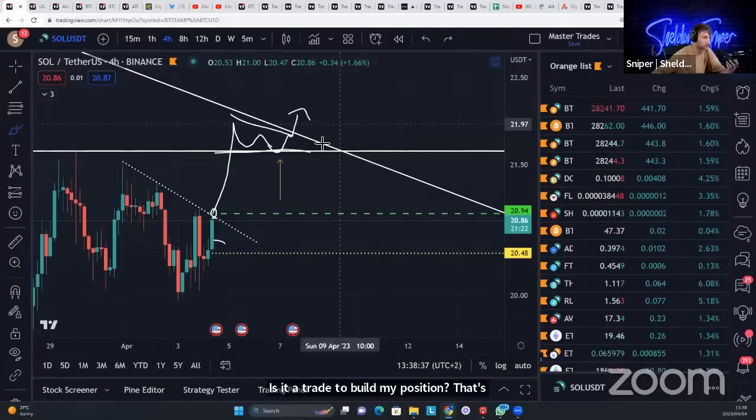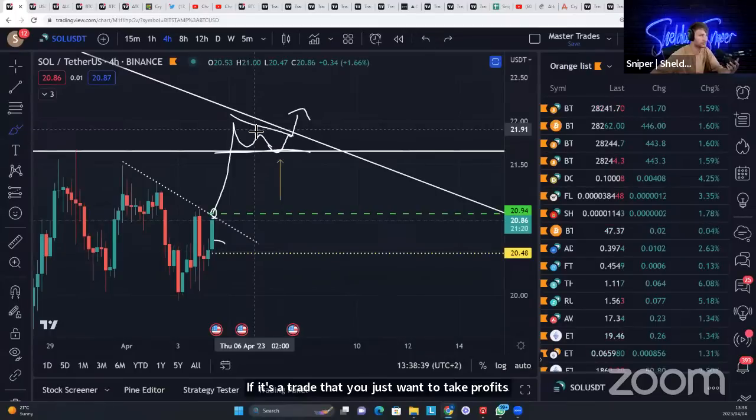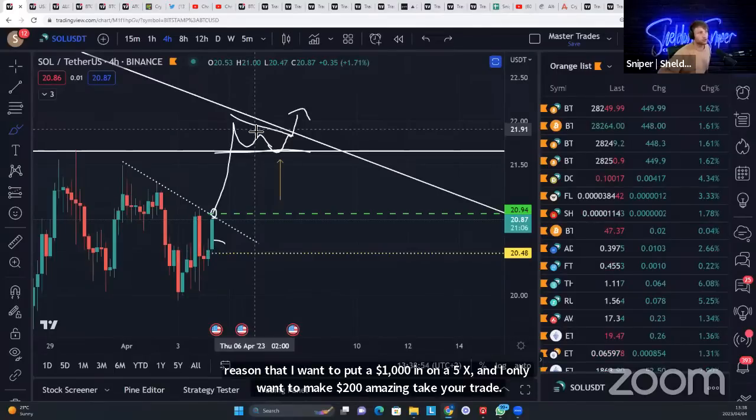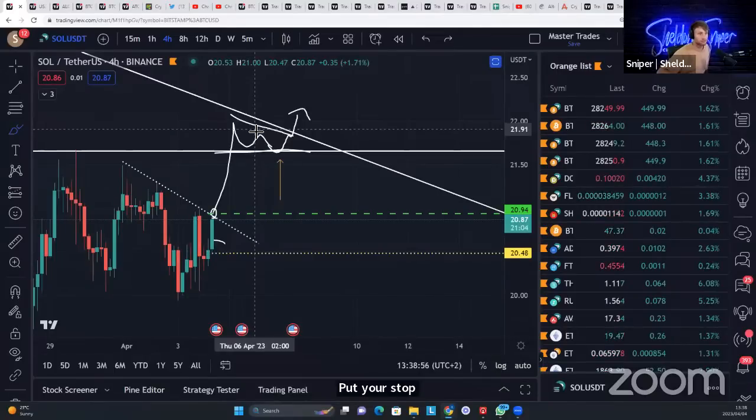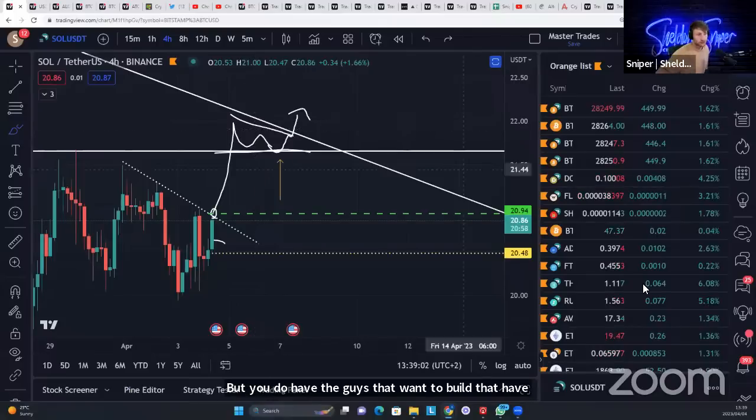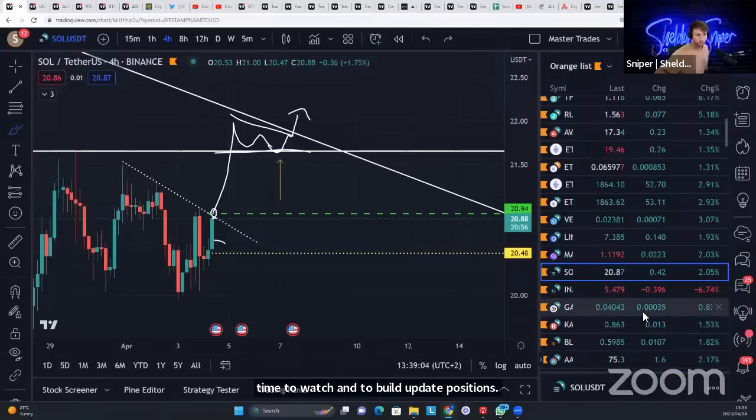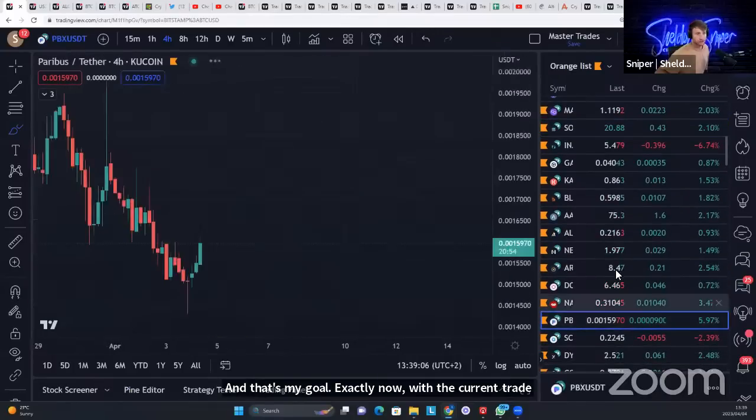If it's a trade that you just want to take profits on now, trade on isolated. Don't trade on cross. You don't need it because you have a goal. You have a reason: I want to put $1,000 in on a 5x and I only want to make $200. Amazing. Take your trade, put your stop loss, and stick to your system. But you do have the guys that want to build, that have time to watch and to build their positions. And that's my goal exactly now with the current trade that I'm taking now with Algo. And I'll show you guys that shortly.